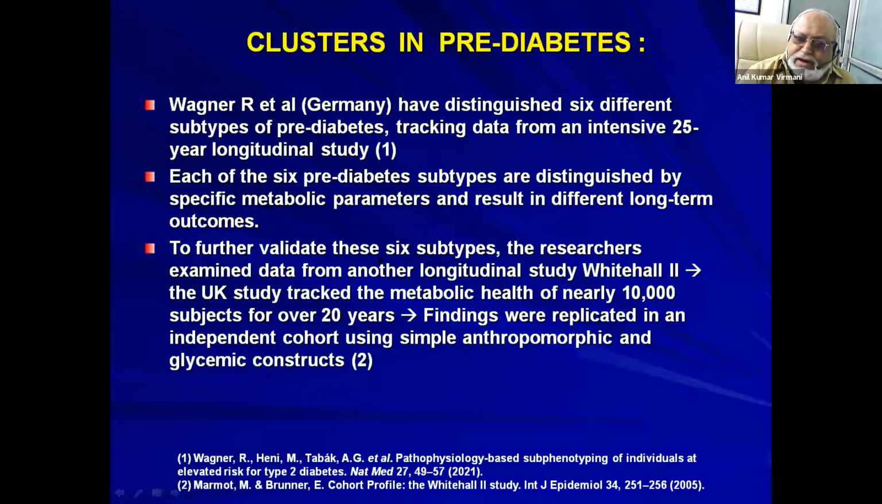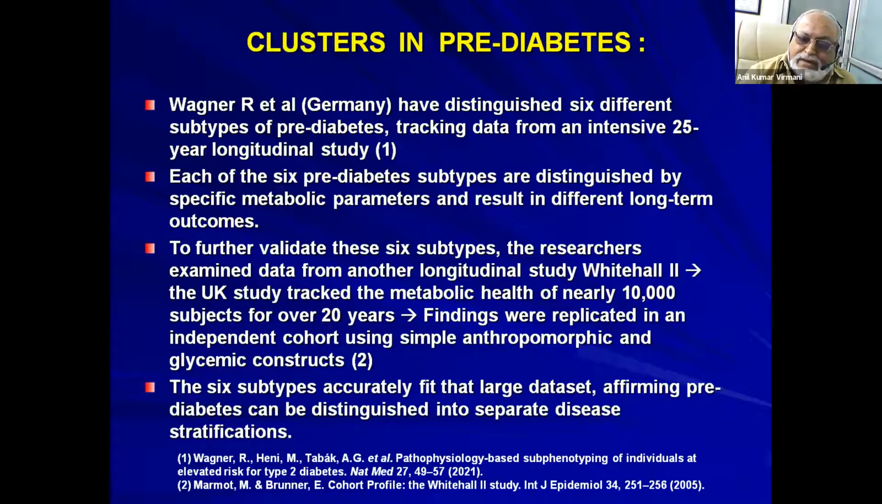To further validate these 6 subtypes, they also examined another longitudinal study, the Whitehall 2 study, which was done in the UK, which tracked the metabolic health of 10,000 subjects over 20 years. And they found that the findings were replicated in this independent cohort based on the various anthropometric and glycemic constructs. And this accurately fit that large data set, affirming the fact that prediabetes can be distinguished into separate disease stratifications.